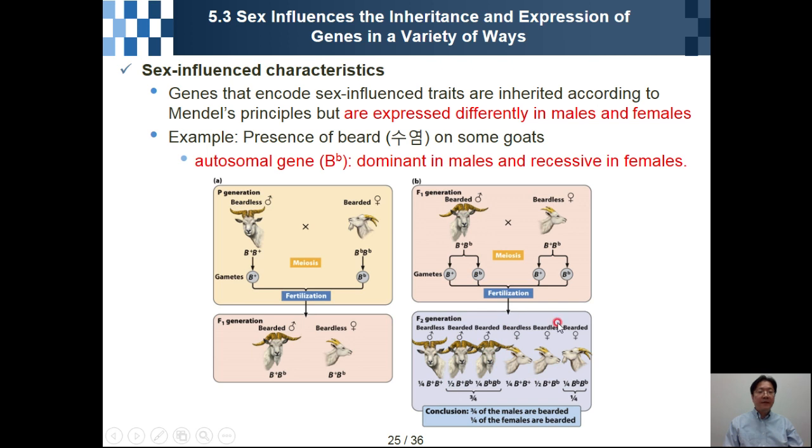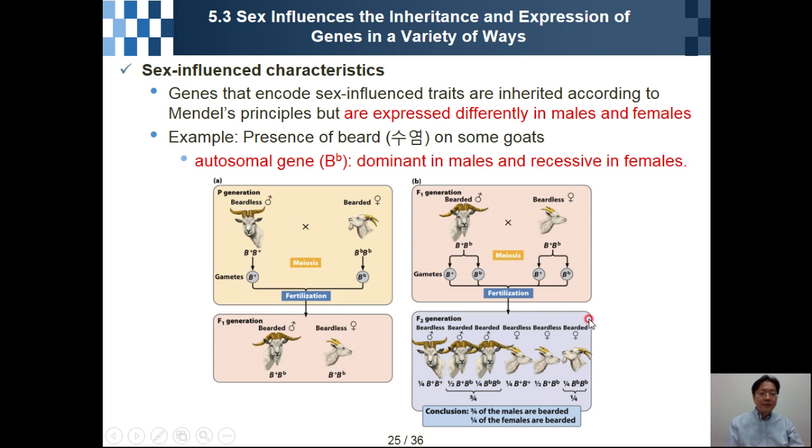How about in women? In women, 1 out of 4 will have B plus, 2 out of 4 will have B plus BB, and 1 out of 4 will have BB. So in male cases, only B plus is beardless, they don't have the beard, but B plus BB or BB, they will have a beard like this.